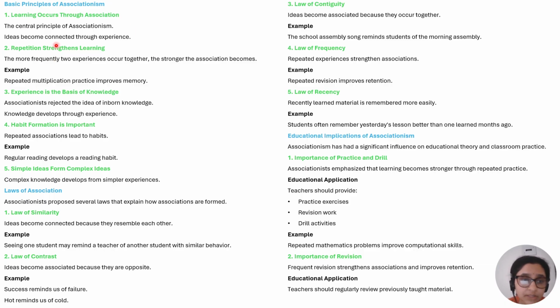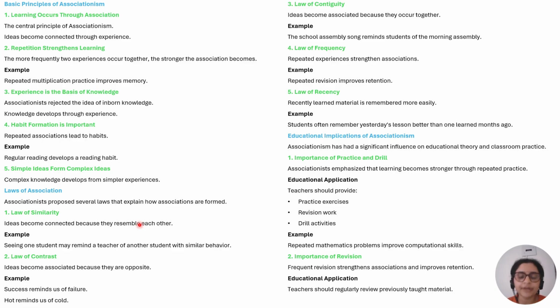So what are the basic principles? Learning occurs through association. Repetition or practice will strengthen the learning, obviously. Experience is the basis of knowledge, so you gain knowledge through the experiences that you get in life. Habit formation is very important, and simple ideas will develop into complex ideas. So what are the various laws of association? Law of similarity: ideas connect to each other because they are similar in nature.